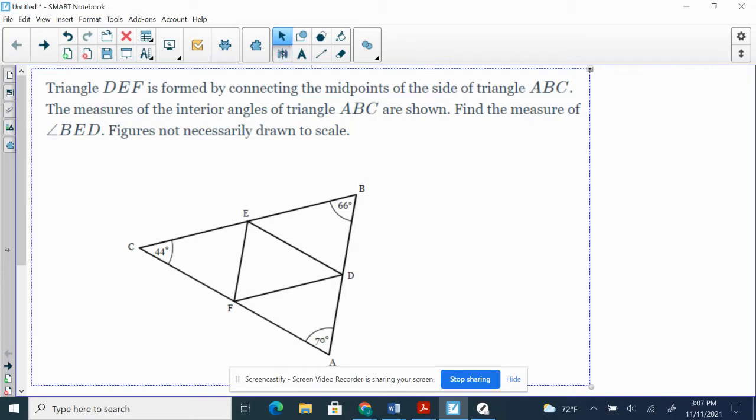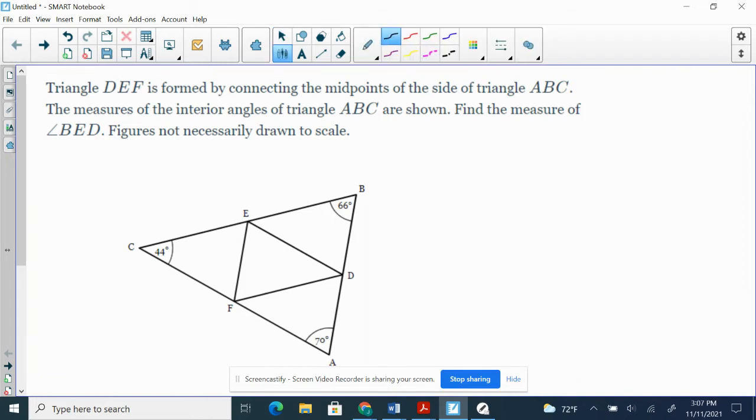All right, guys, so discussing how we're going to get through this Delta Math and the way you should be addressing all of these problems and applying what you just learned in your previous videos on just the basic rules of triangle mid-segments. So DEF is formed by connecting midpoints.